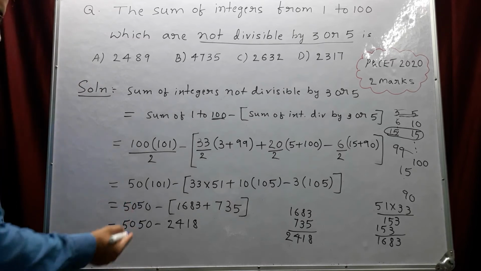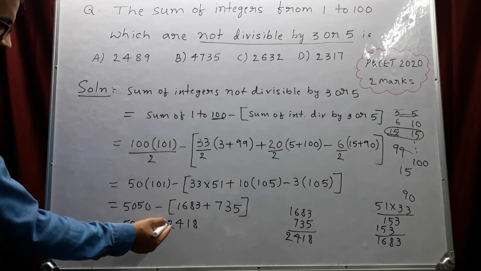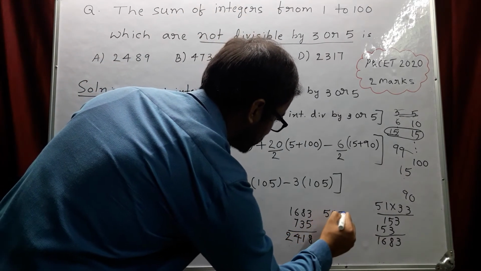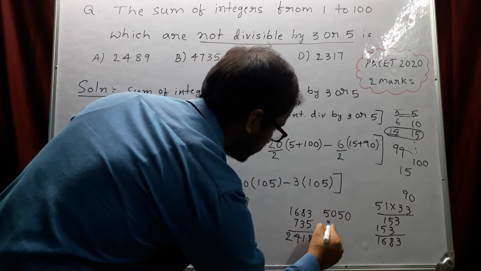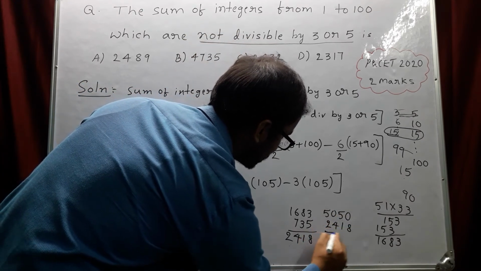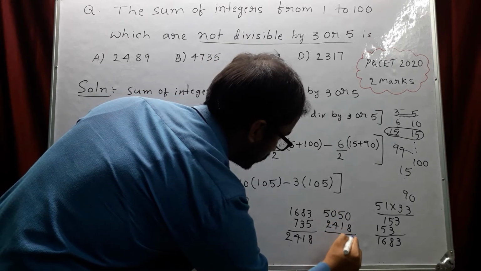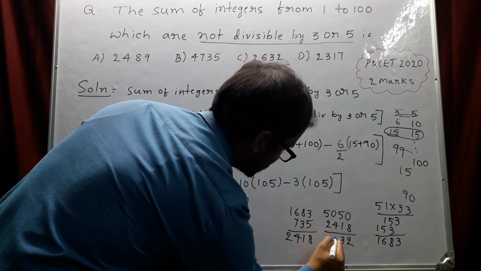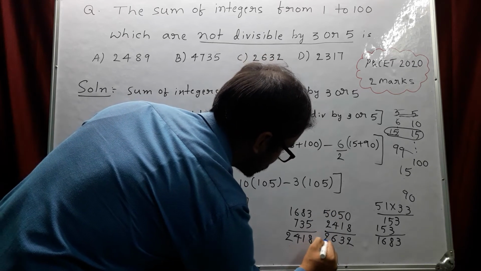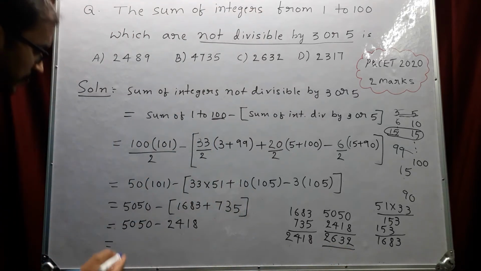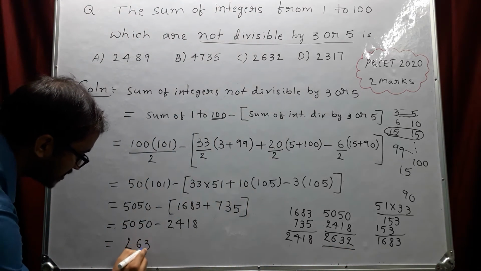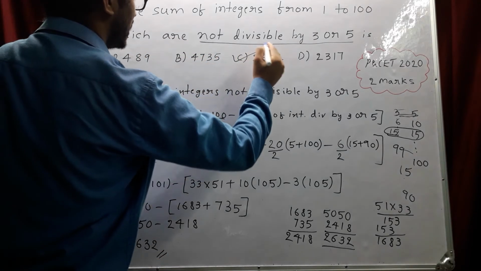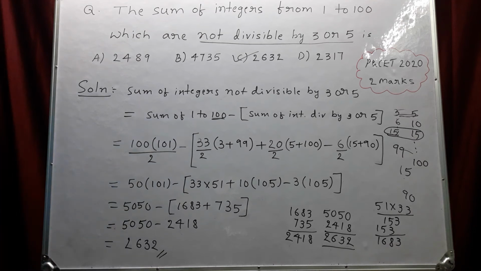So if you subtract 5050 minus 2418, what are we going to get here? 2632. So the right option is option C, that is 2632.